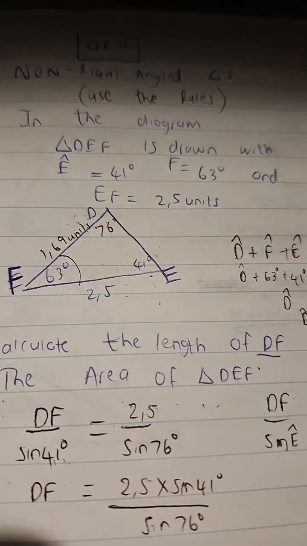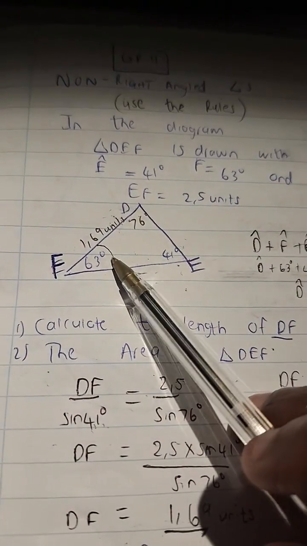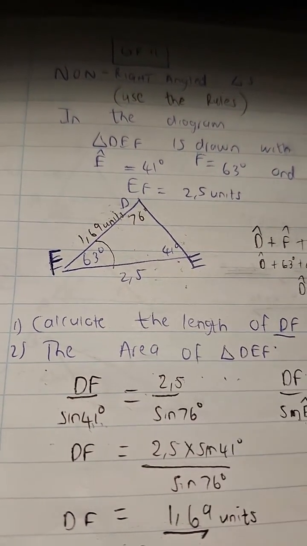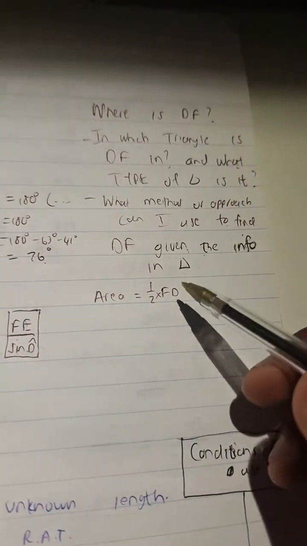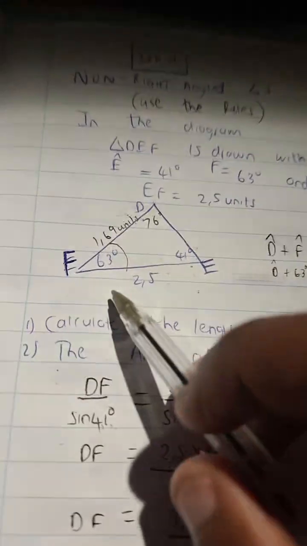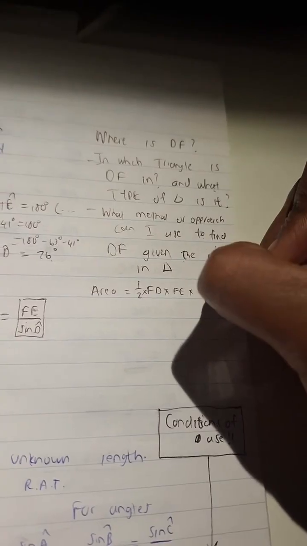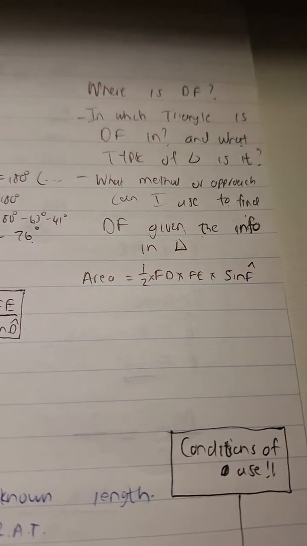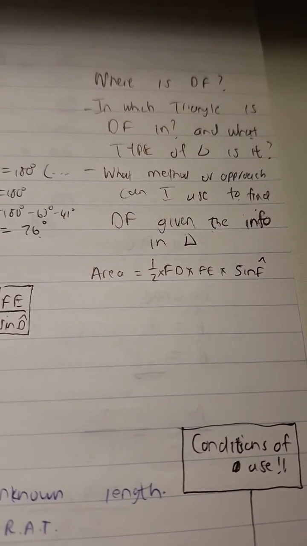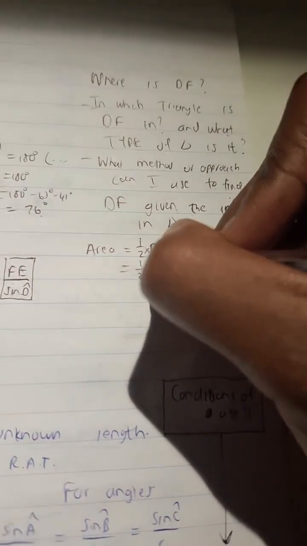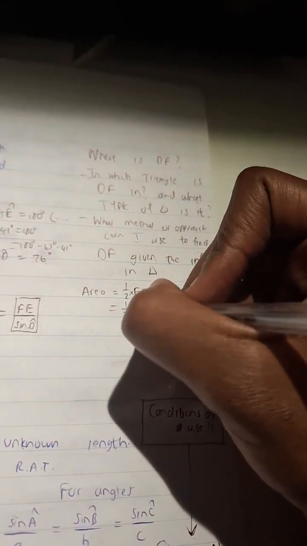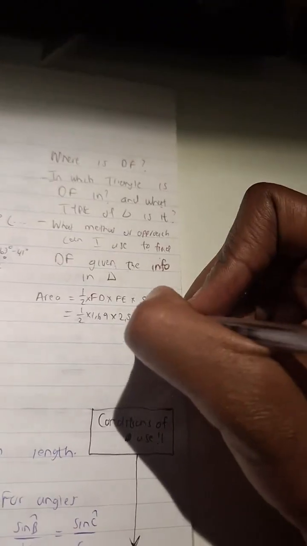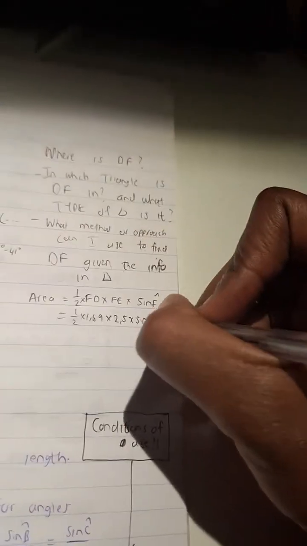So we are going to say half area is equal to half the product of what? FD times FE times the sine of angle F. All right. So thank you guys. You helped me a lot to identify the two sides and the angle. Okay. So let's go. Half of what's FD? FD is 1,69 times FE, 2,5, times sine angle F, 63 degrees.